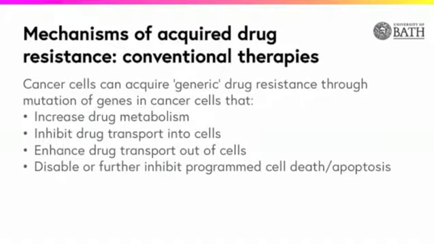Another major mechanism of acquired resistance, which you've probably come across already, is that the cells can further inhibit mechanisms of programmed cell death, also known as apoptosis. So I think we'll call it a day for drug resistance just now.